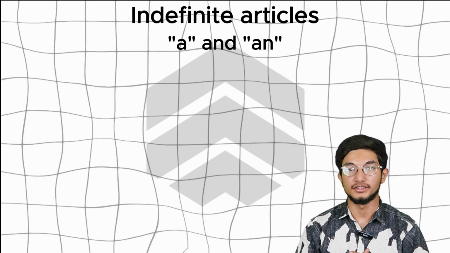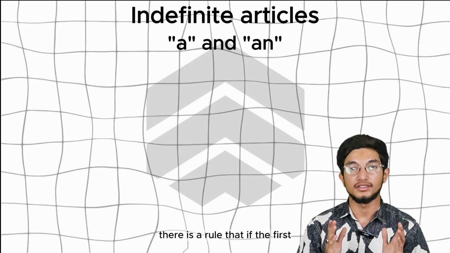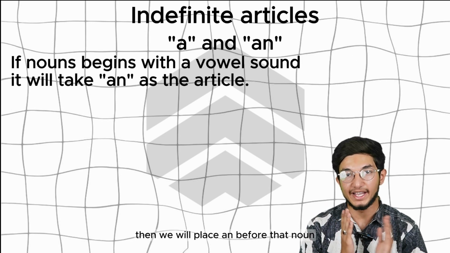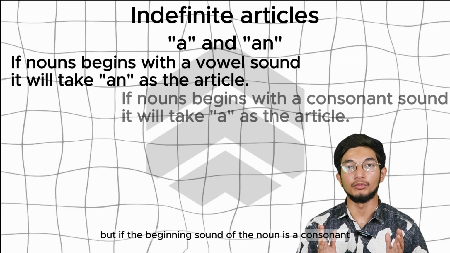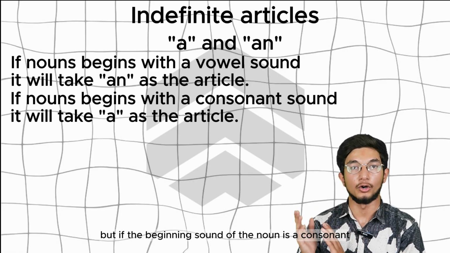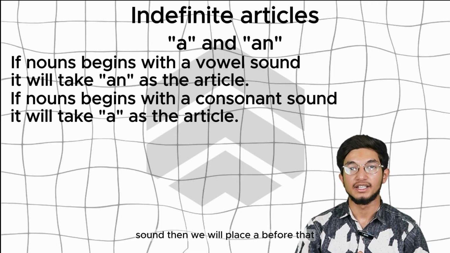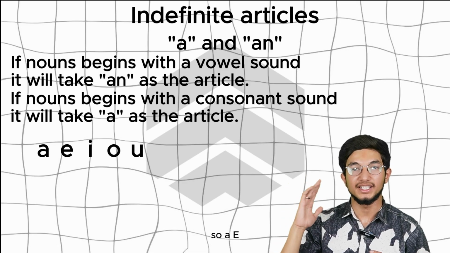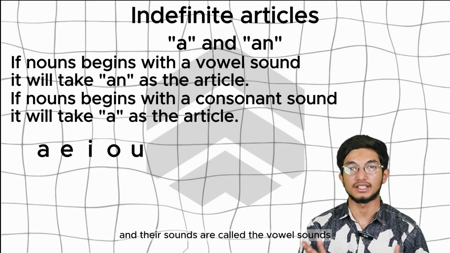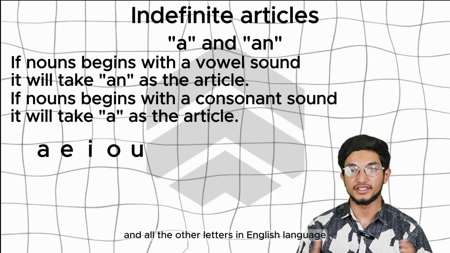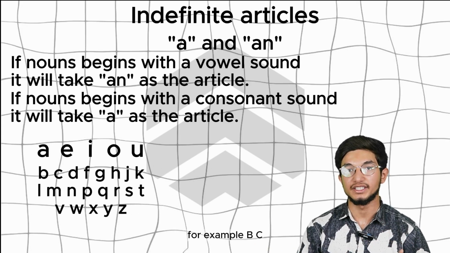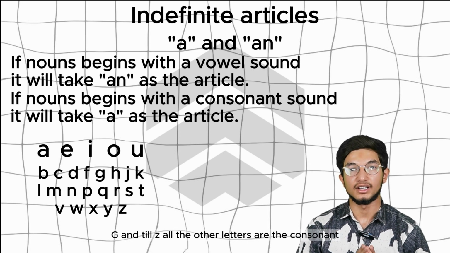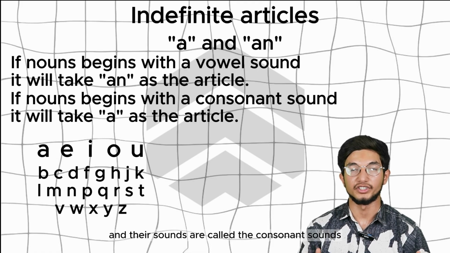For that identification, there is a rule: if the beginning sound of the noun is a vowel sound, then we will place an before that noun. But if the beginning sound of the noun is a consonant sound, then we will place a before that. Vowels are the letters A, E, I, O, U, and their sounds are called the vowel sounds. All the other letters in the English language, for example B, C, D, F, G till Z, are consonants and their sounds are called the consonant sounds.